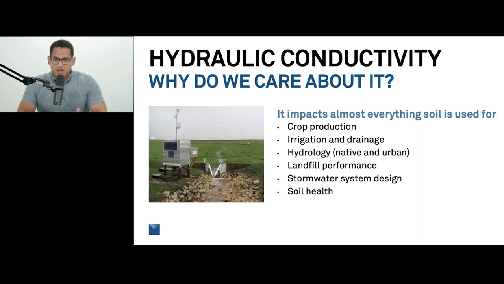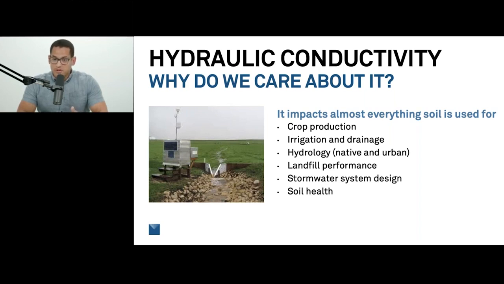Obviously, it impacts the hydrology of both native and urban environments, and we have stormwater system design on there as well. I think this topic is even more important nowadays as we're seeing bigger issues with flooding events and more intense rainfall events coming through. The soil's ability to infiltrate that water that's coming in and our ability to store it to prevent it from running off is so critical. And this is going to become a more important thing that we need to understand as we keep moving forward.